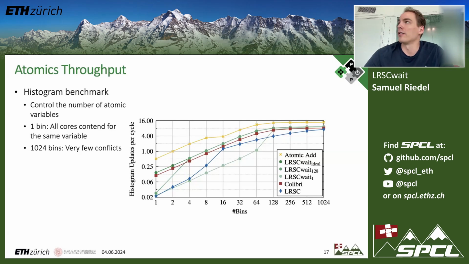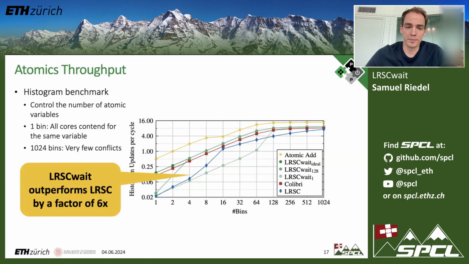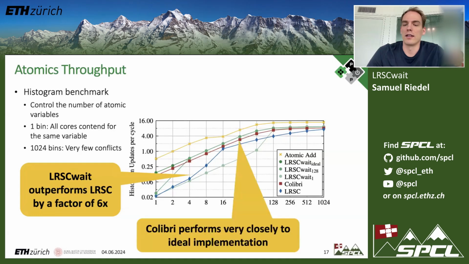And the small difference just comes from the fact that we need to send those little messages to keep our list alive. So comparing to load reserve store conditional, we can see that we outperform the load reserve store conditional, especially at high contention, by a factor of 6 here. And we are very close to the ideal.